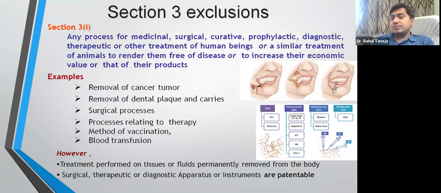Similarly, in the case of section 3I, the mechanism or phenomena used on the human body as such cannot be filed for the patent application, like surgical processes. Curative processes as such cannot be filed for the patent application, like removal of cancer tumor, removal of dental plaque, surgical processes. But the instrument used for the surgical processes and cancer tumor removal can be filed for the patent application.